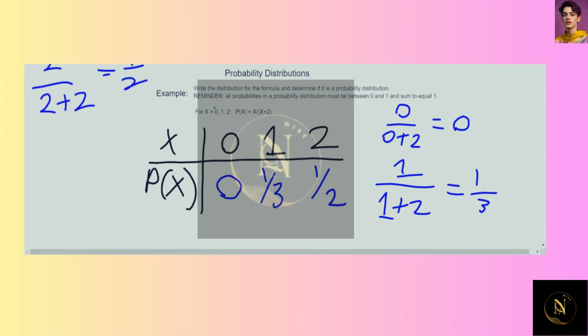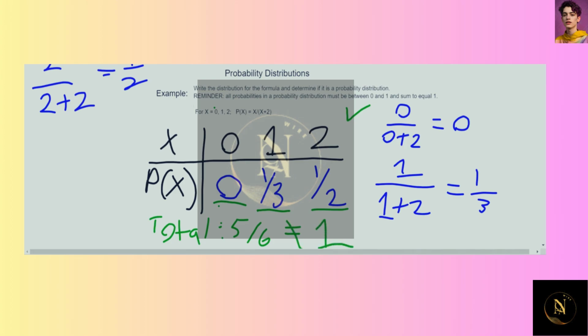So we know that our first rule is followed. All of our probabilities are between 0 and 1. Now for our second rule, where we need to calculate our total when we add all of our probabilities together, with 0 plus 1/3 plus 1/2, which gives us 5/6, which does not equal 1.